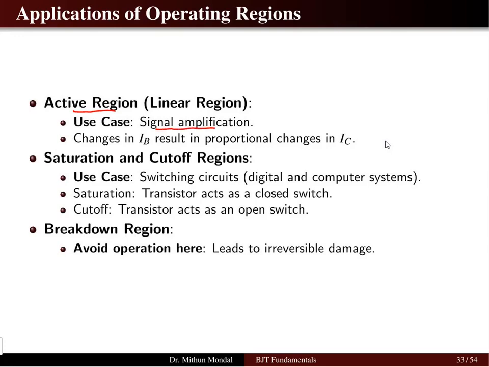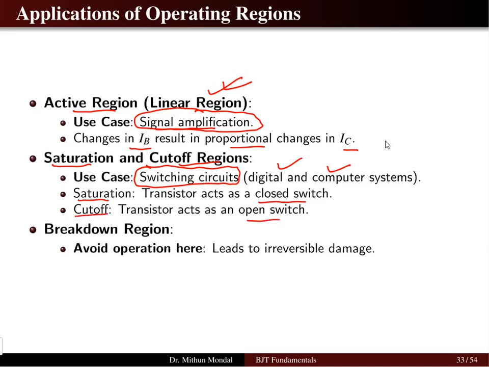Now the application of these operating zones: when you have the active region, you will be having signal amplification, and a change in the base current will result in a proportional change in the collector current. So you have linear region operation and signal amplification. The saturation and cutoff regions are basically for switching circuits, which are used in digital and computer systems. In saturation, it behaves as a closed switch, and in the cutoff region, it behaves as an open switch. So whether your switch is open or closed is given by the saturation and the cutoff region.